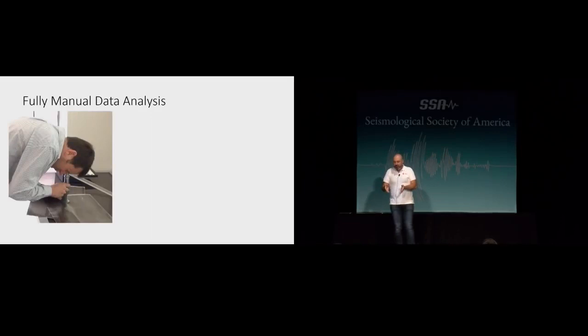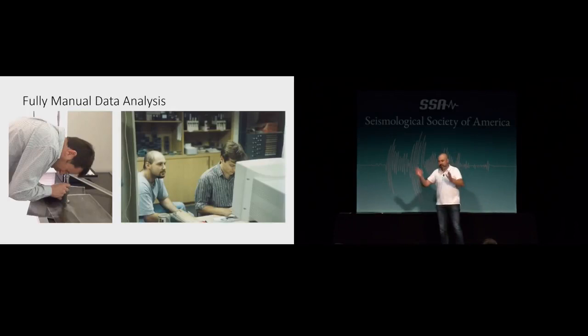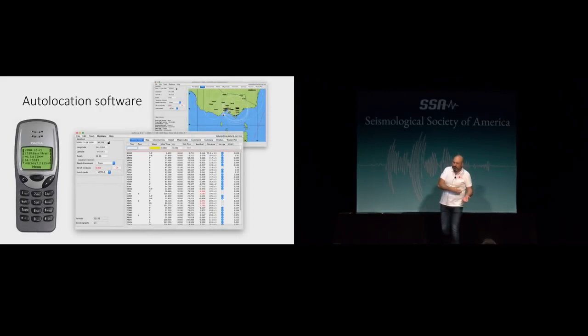So we'd still have to manually analyze this data. And there I am sitting there 20 years ago. I look the same. It's amazing when you look 50 when you're 20. So we'd still sit there and process that data manually. Then we had auto-location software, which would send us messages on our Nokia 3210s and tell us where it was. So that sped up the process a little bit to get the response going.